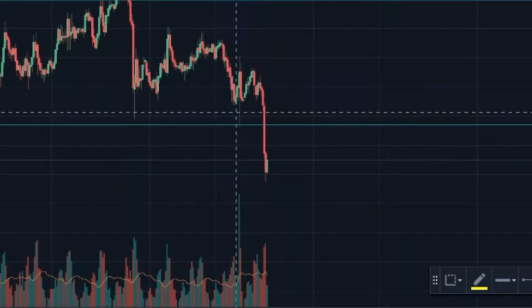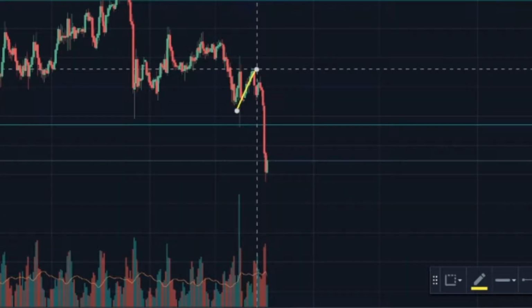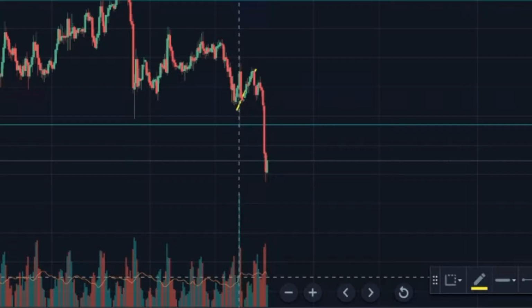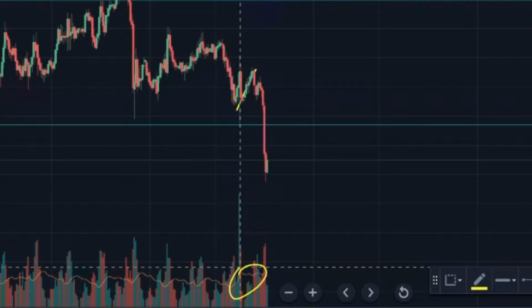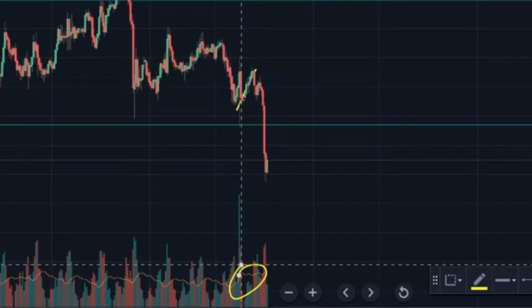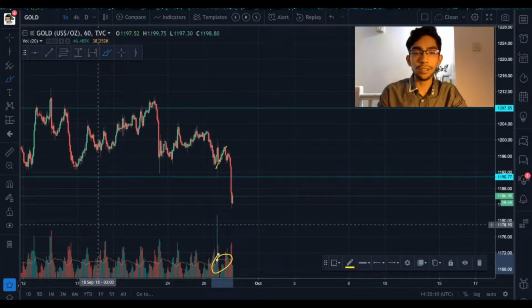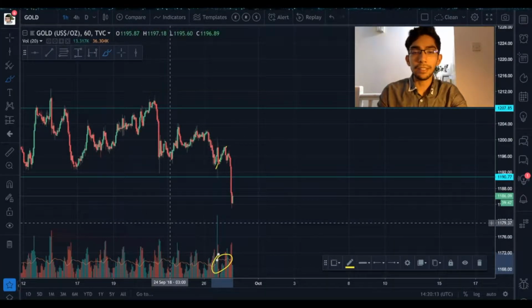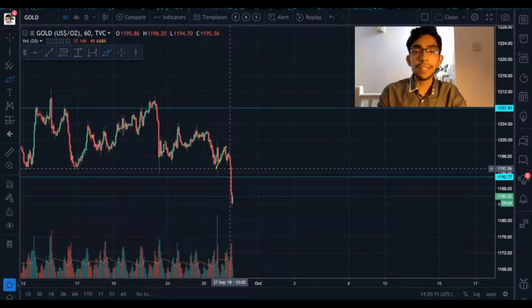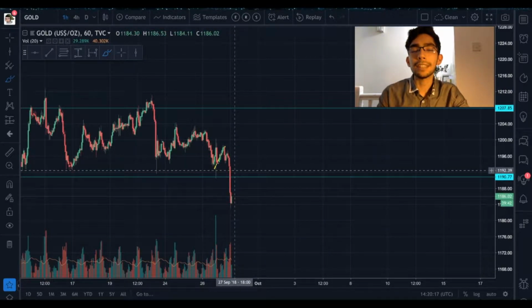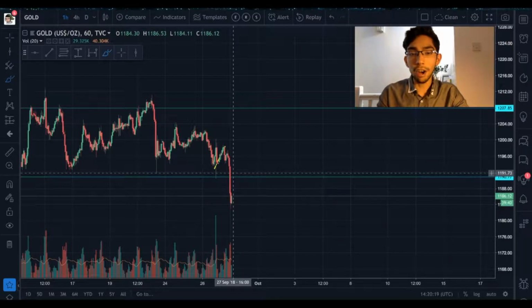Here we saw that the price tried to move up in here, but again there was lack of volume around here, so we knew that the price was not actually gonna go up as previously it has done when it's accompanied by volume. Now you want to see if the price is actually breaking down or breaking up.